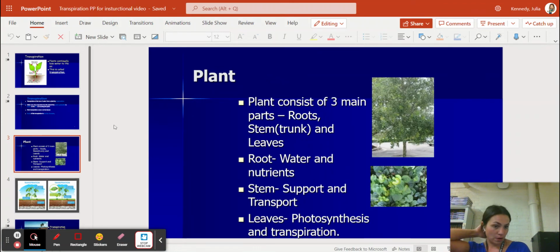So just to learn a little bit about our plants so we understand how this transpiration is happening. Plants consist of three main parts: roots, stem, and leaves. The roots are for absorbing water and nutrients. The stem of our plant supports and transports. And then the leaves are for photosynthesis, right? How plants get food, and transpiration.